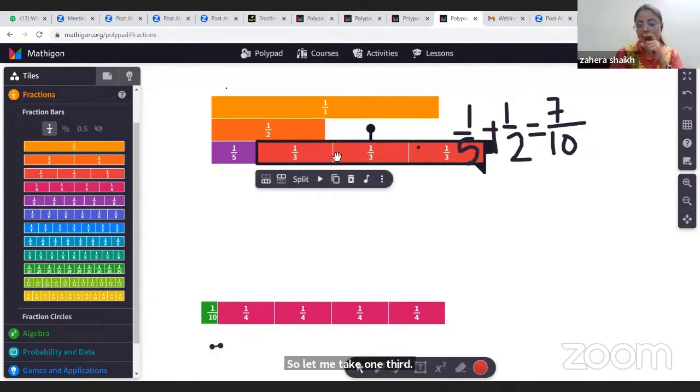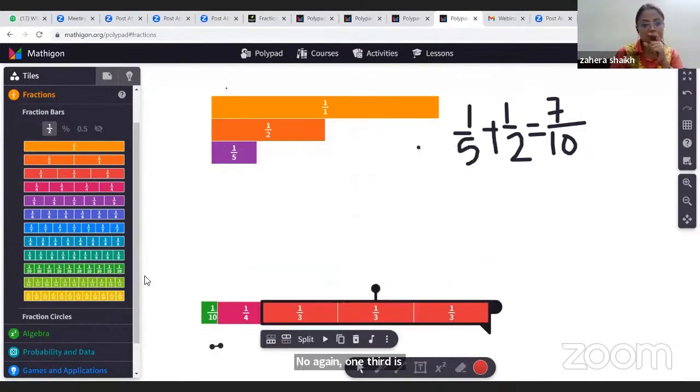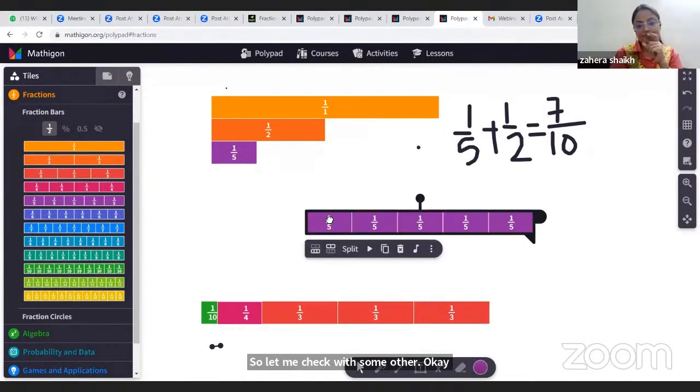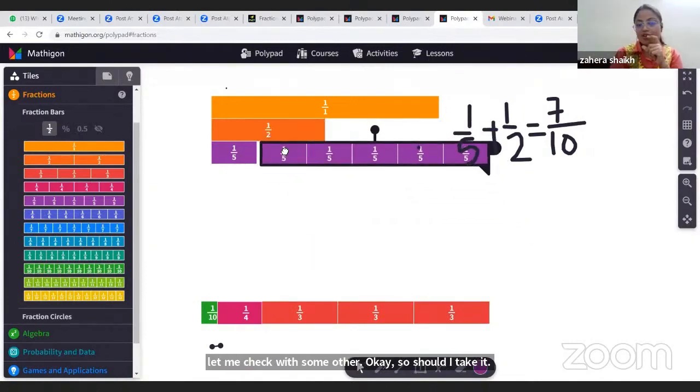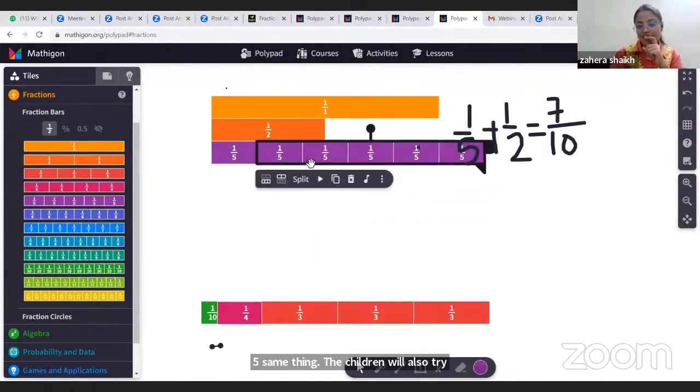No, again, 1/3 is more than the space available over here. So let me check with some other. Okay. So shall I take 5? Same thing, the children will also try to find.